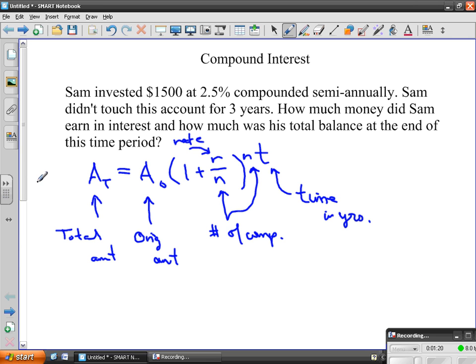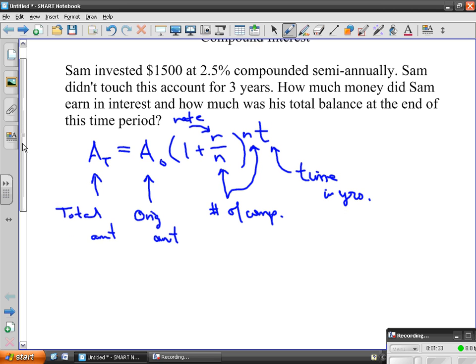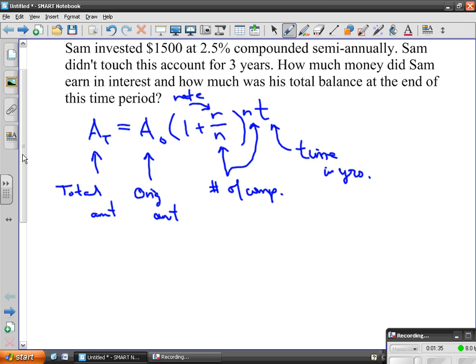So if we read the original problem we have here, Sam invested $1,500 at 2.5% compounded semi-annually. Sam didn't touch this account for 3 years. How much money did Sam earn in interest, and how much was his total balance at the end of this time period? Okay, this is pretty straightforward. So the total amount of money that Sam would have after 3 years is equal to his original amount of money that he put in. Very often that's called the principal. In this case, we're talking about $1,500 times 1 plus our interest rate, which is 2.5%.